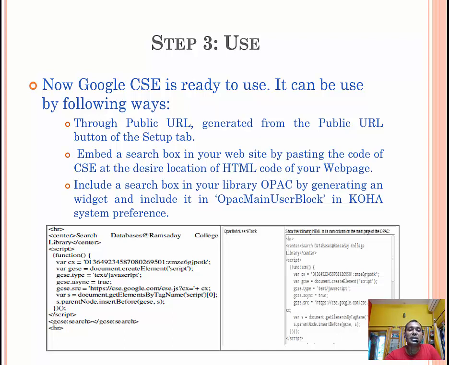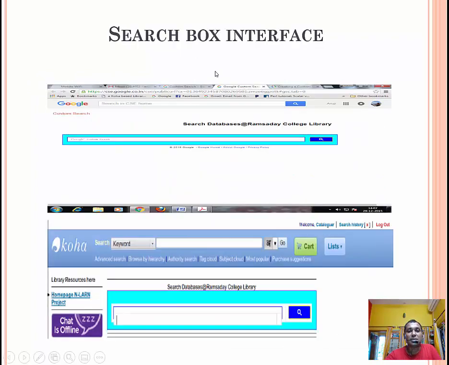The last one is to include a search box in your library OPAC by generating a widget and including it in the OPAC main user block in Koha system preference. This is most important, and if you add it in your Koha OPAC, it would be more meaningful actually. Students can search the resources from a single page, from a single platform. Then how do we generate a widget? There are so many websites from where we can get the widget by pasting the URL of the custom search engine. These are the search interface.